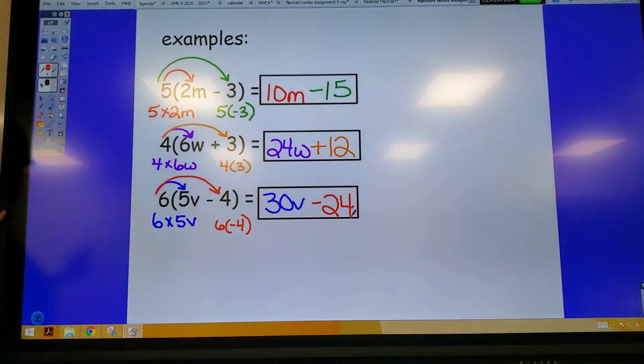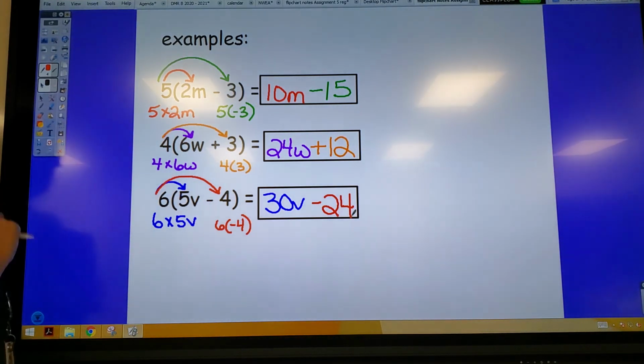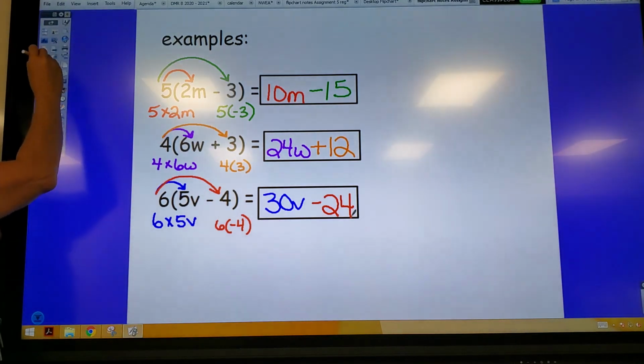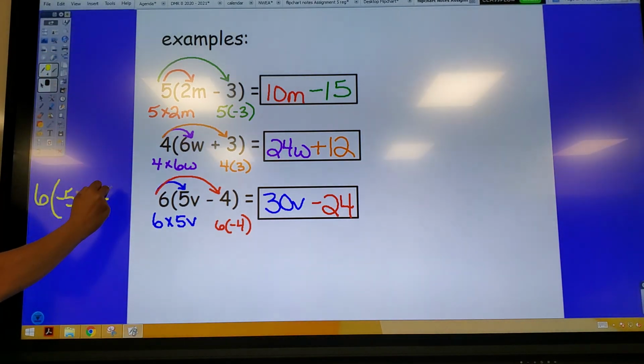And you're done. Yes? Would it be possible to make it 6 times negative 5v? Only if it was a negative 5v. So yes, it is possible that you see a problem sometime like that.